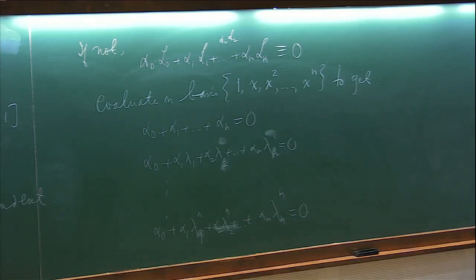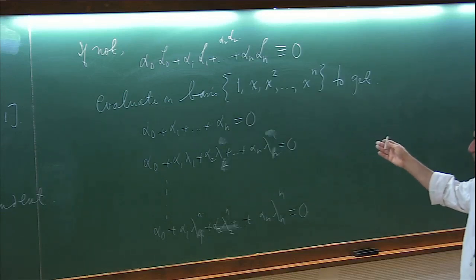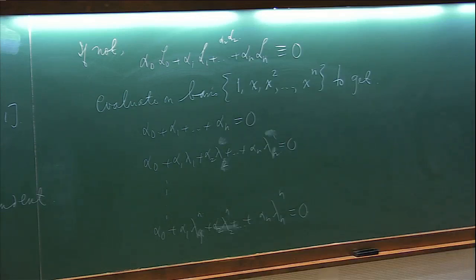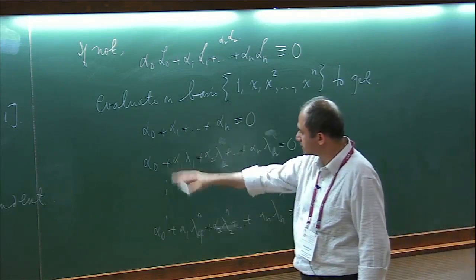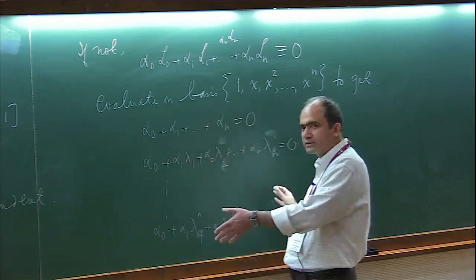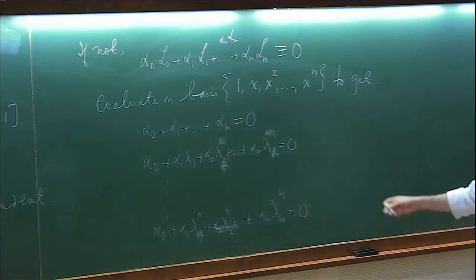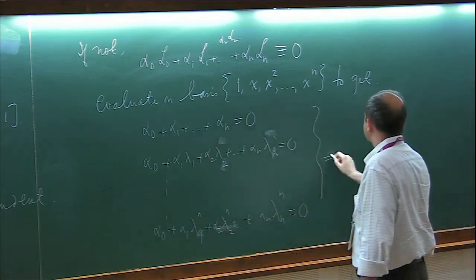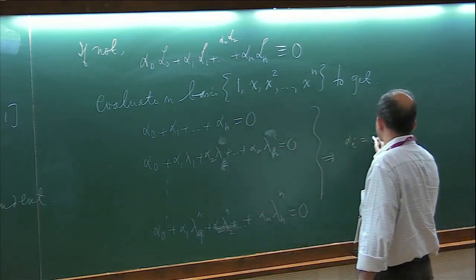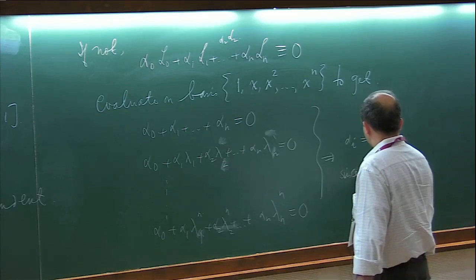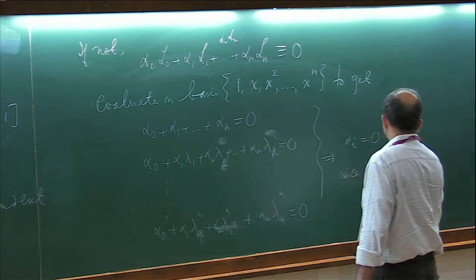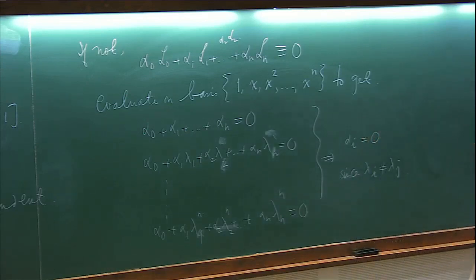All right. So I'm going to think of this as a system of equations in the unknowns alpha i's. If I look at the corresponding determinant of the coefficients, this is exactly the Vandermonde determinant. So the only solution is alpha i equal to 0, since by choice the lambdas are distinct. Okay, so this is a linearly independent set.